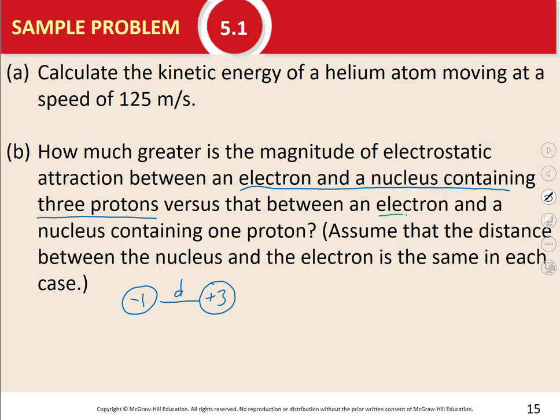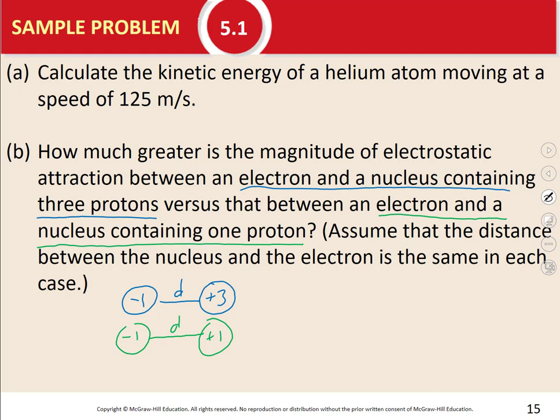Second scenario is an electron and a nucleus containing 1 proton, and the distance is the same. So again, we have an electron over here, same distance, and over here our nucleus has just 1 proton, so what's its charge? Plus 1. So the distance between these things is the same. The only difference is the charge on that nucleus on the right-hand side there.